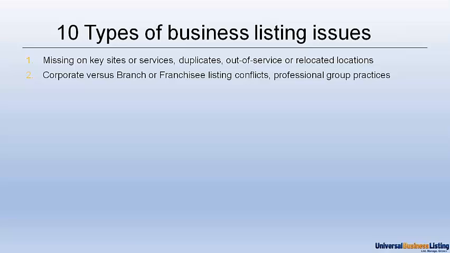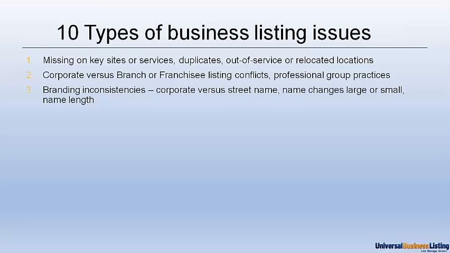And another, and we'll talk about in a minute, are professional groups. So you get a corporate or a group of lawyers or doctors operating under a certain brand name, and there's conflicts that arise there. And similarly, you see branding inconsistencies, where you get corporate versus street names, name changes, particularly long business name lengths. You get that with attorneys who want to have 10 attorneys listed in their brand name. It gets very difficult to manage online.